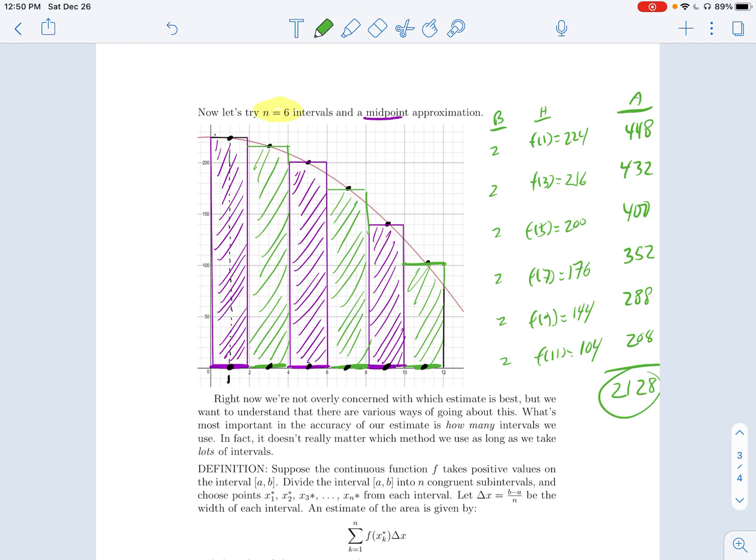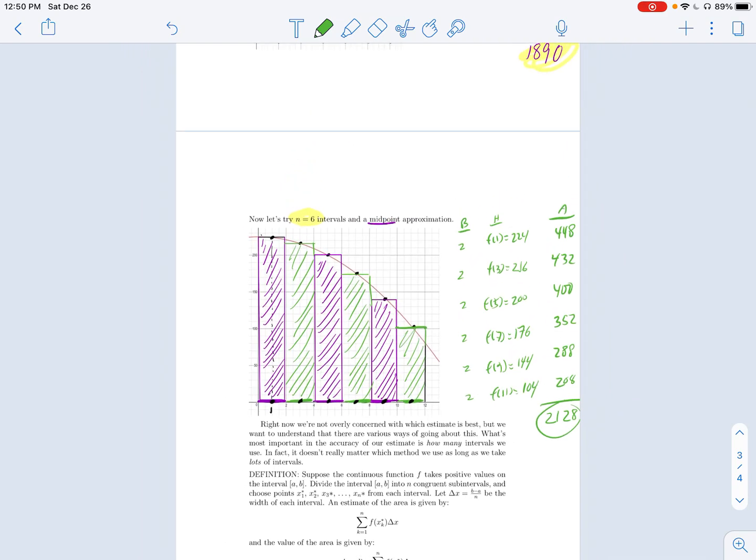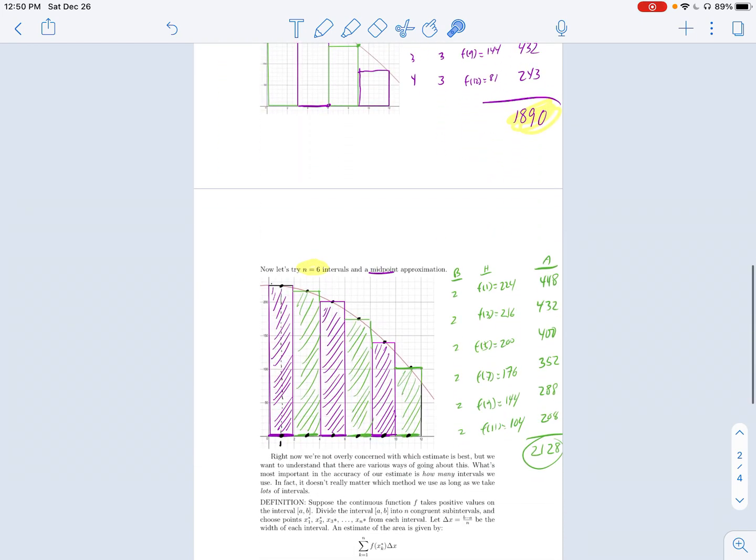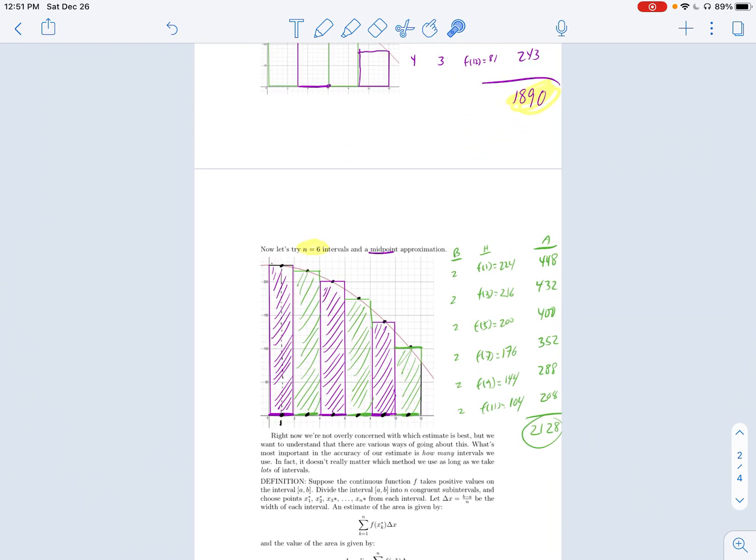We still don't know really what that area is, but we're estimating it in different ways. Our first estimate was 2380, and we're sure that was too big. Our second was 1890, and we're sure that was too small. Here we got 2128, and that one, we're not going to say that's absolutely the correct answer, but we have a lot of reason to believe that's accurate.